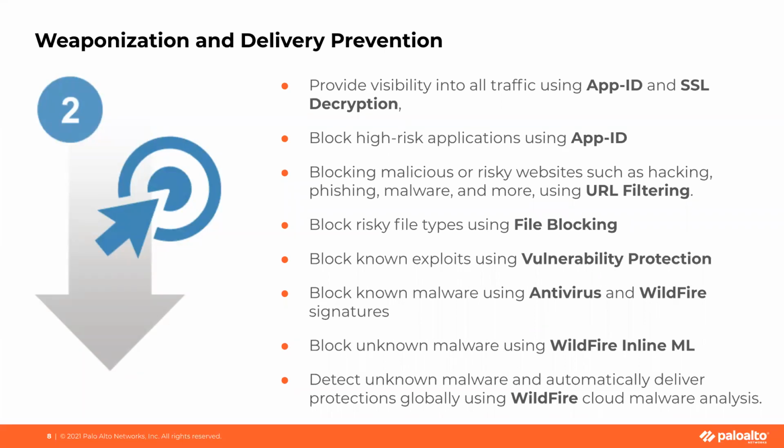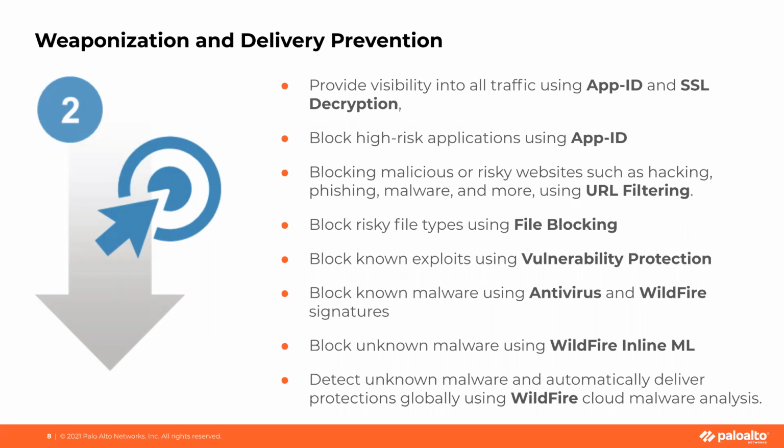The next step would be blocking malicious and risky websites, such as hacking or phishing or malware, and many more categories that can be blocked by using URL filtering. So if web browsing is allowed, we can use URL filtering to narrow down the available URL categories and reduce the attack surface even more.